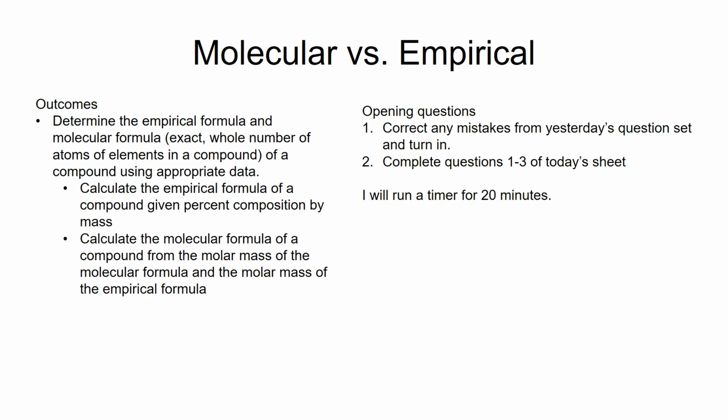So today we're still going to be doing a little bit with empirical formula, but we're going to be looking more at molecular formula and seeing the difference between the two. So we should be able to calculate the molecular formula of a compound from the molar mass of the molecular formula and the molar mass of the empirical formula. Not yet. We still got two problems on it that we haven't covered yet.